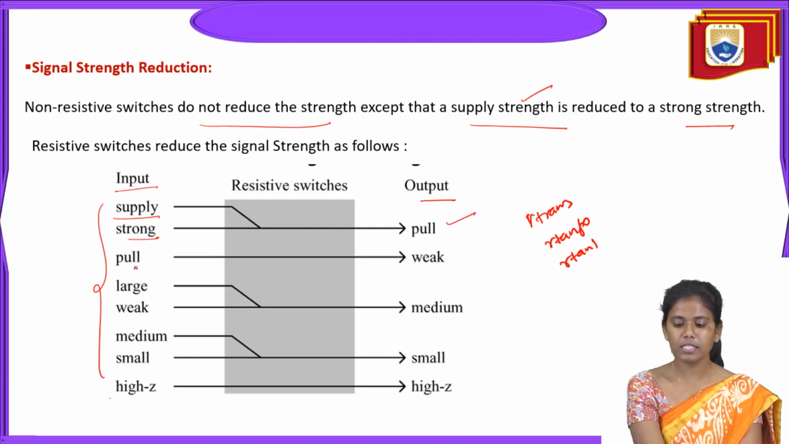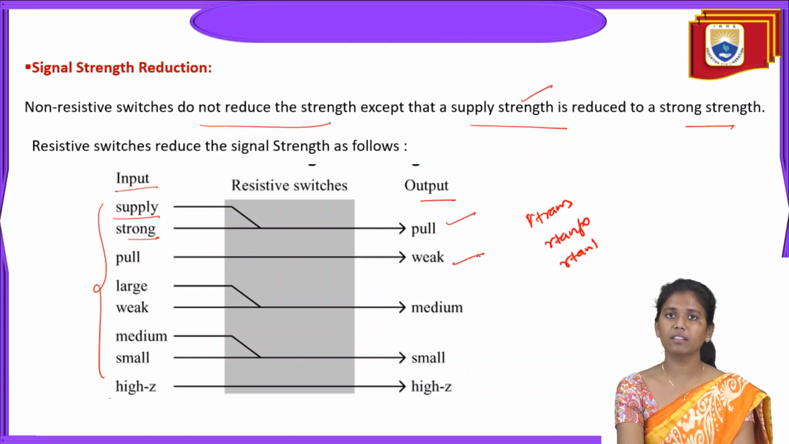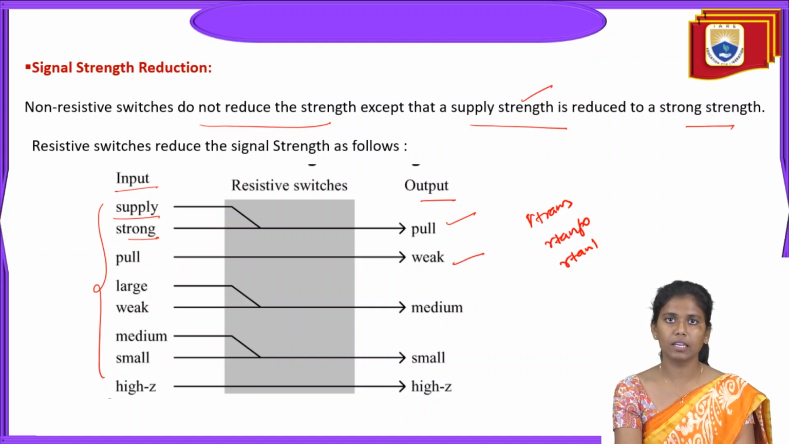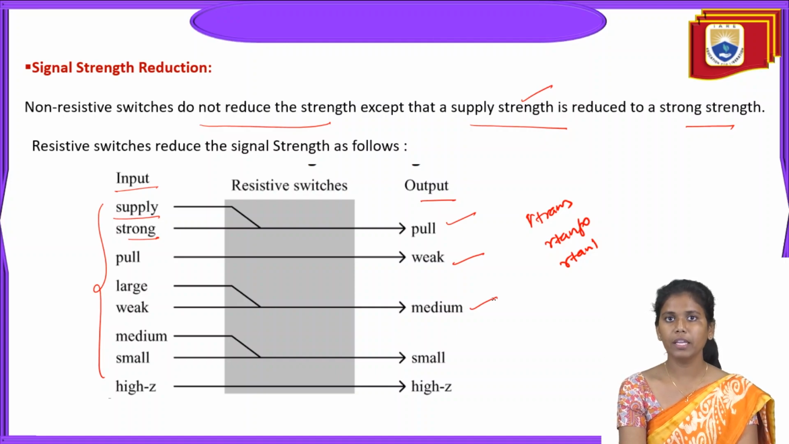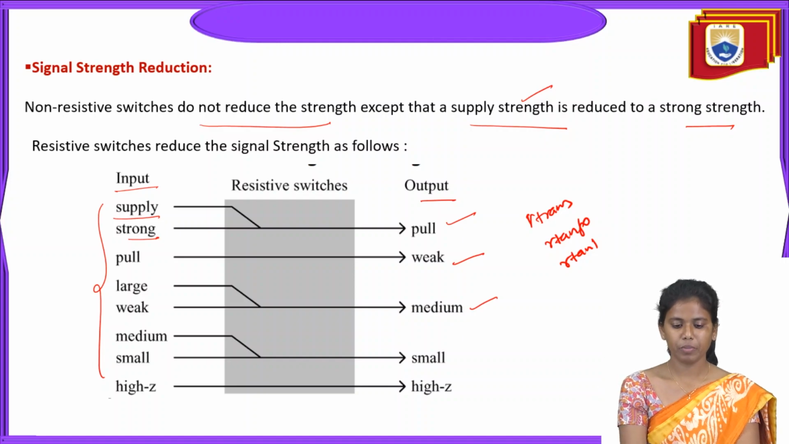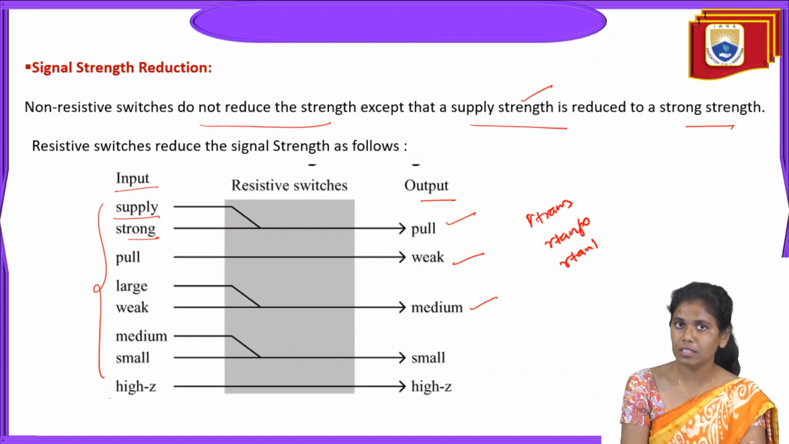Okay, likewise if it is pulled directly, we will get the output as a weak signal. And similarly for the large and weak, if they are both concatenated to each other, then we will observe the medium. The signal strength of that particular signal is medium, and so on. Medium and small, we will get the corresponding signal strength. Okay, the signal strength would be small.